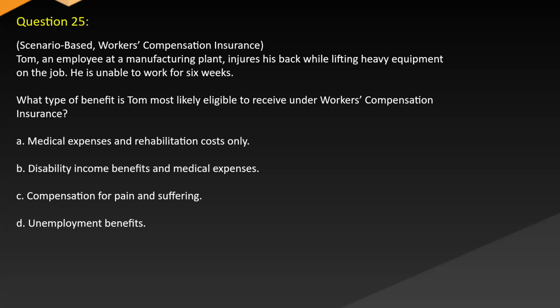Question 25. Scenario-based: workers' compensation insurance. Tom, an employee at a manufacturing plant, injures his back while lifting heavy equipment on the job. He is unable to work for 6 weeks. What type of benefit is Tom most likely eligible to receive under workers' compensation insurance? A. Medical expenses and rehabilitation costs only. B. Disability income benefits and medical expenses. C. Compensation for pain and suffering. D. Unemployment benefits.